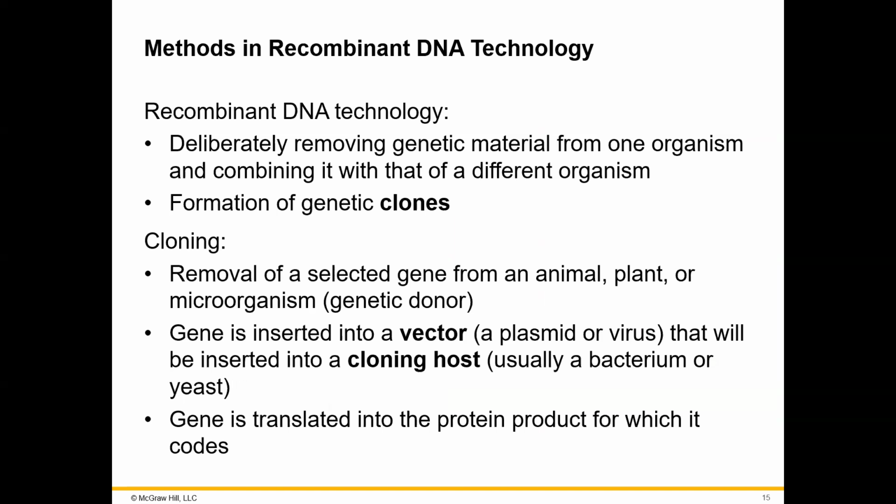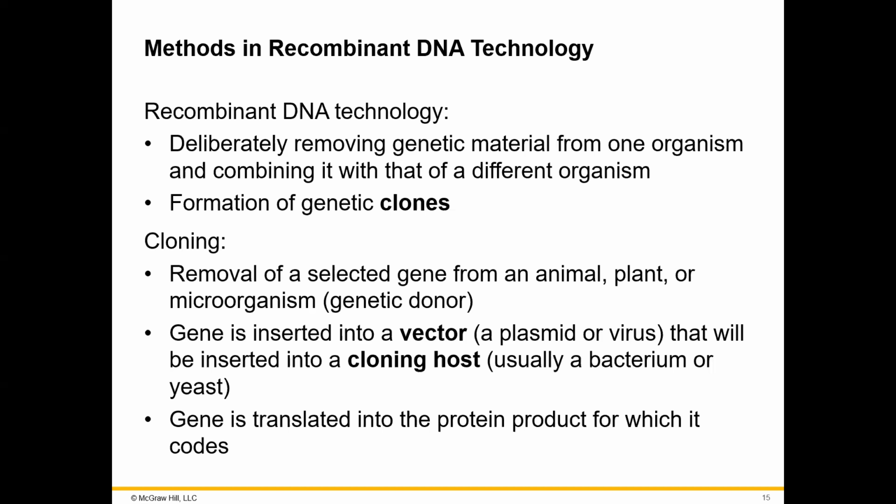Right, so when we're cloning something, we're taking DNA from a donor and inserting it into a vector, like our plasmid, and then taking that plasmid with our gene and inserting it into a cloning host. So we take the human insulin gene, our genetic donor, stick it into a plasmid, so now it's plasmid plus insulin gene, and put that into a cloning host, let's say the bacteria E. coli, and now it can crank out insulin for us, okay?